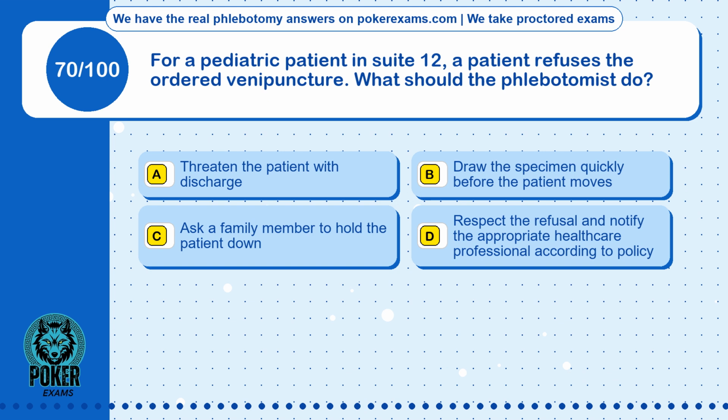Question 70. For a pediatric patient in Suite 12, a patient refuses the ordered venipuncture. What should the phlebotomist do? Option A, threaten the patient with discharge. Option B, draw the specimen quickly before the patient moves. Option C, ask a family member to hold the patient down. Option D, respect the refusal and notify the appropriate healthcare professional according to policy.